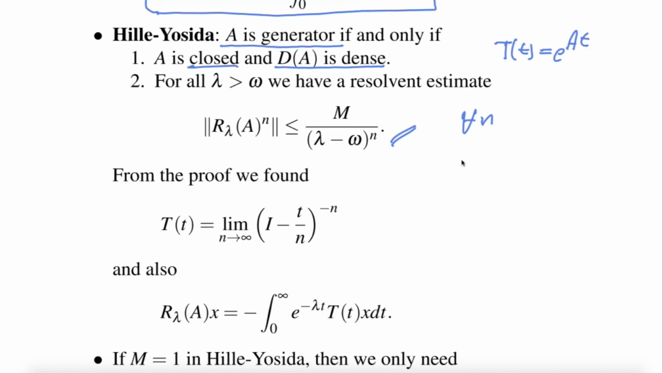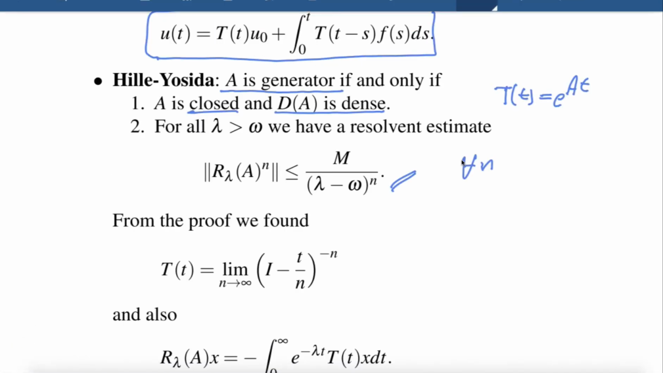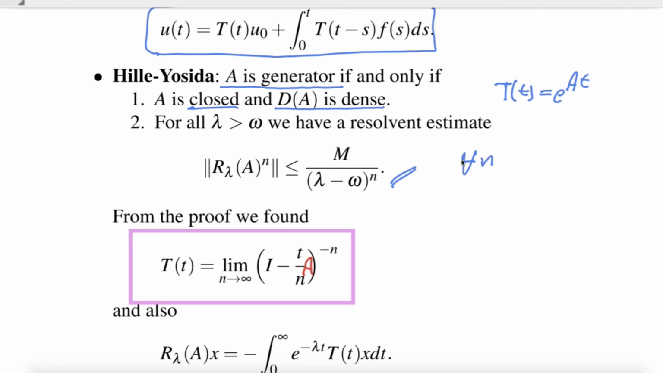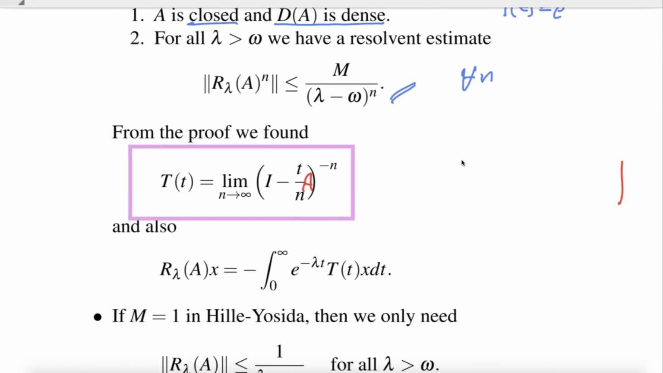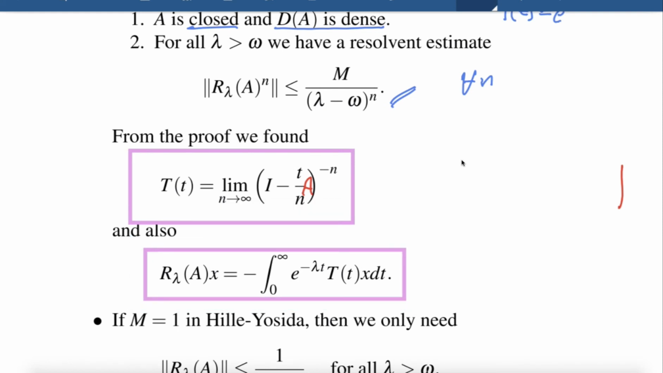But from the proof we found two very, very nice formulas, and they get one of my lovely pink boxes here. We found that T is the limit of the identity minus t over n times A, to the power minus n. Here's a little typo. And the other one was the Laplace transform. And then this formula as well, where the resolvent is the Laplace transform of the semigroup. So these were two important formulas for our semigroup triangle.